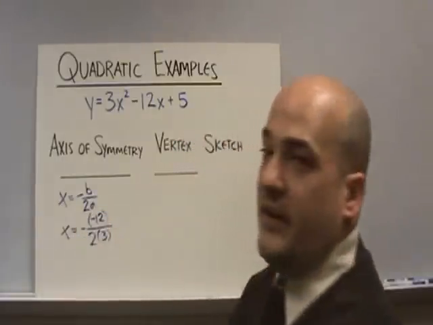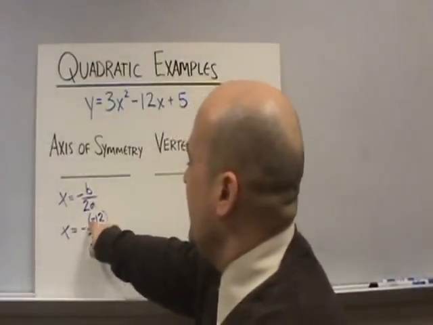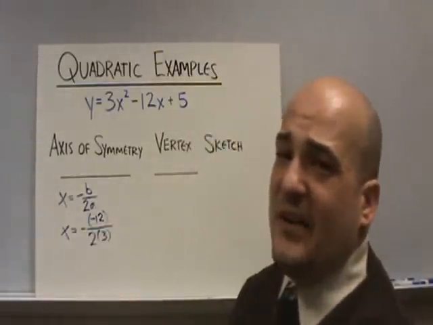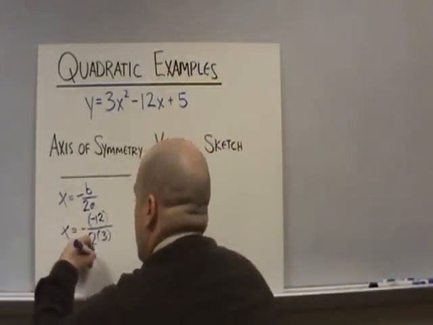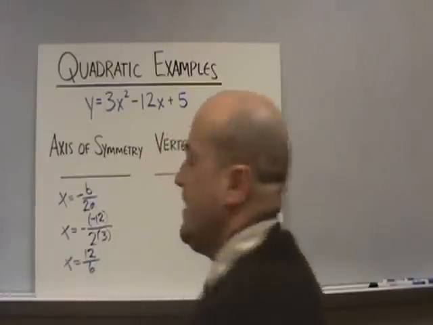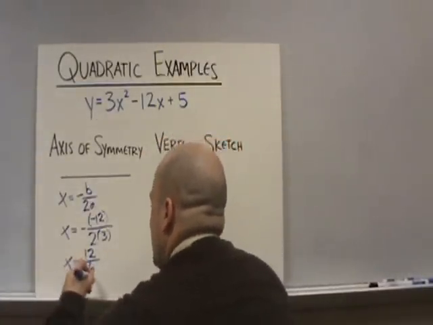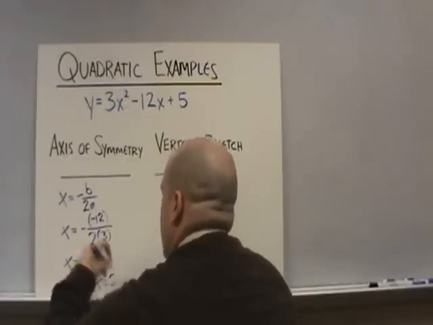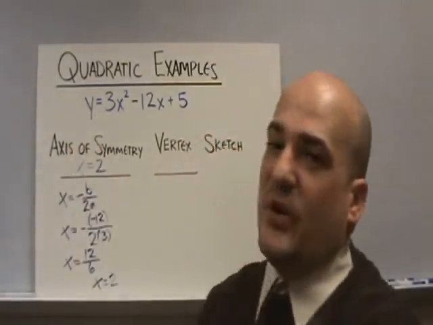So we just plug that in. And here we've got 2 negatives going on. We've got a negative here and a negative here, so they cancel each other out and form a positive. So we just get x equals 12 over 6. Of course we can reduce that down. We know that 12 divided by 6 is just 2. X equals 2. So there's the equation for our axis of symmetry.